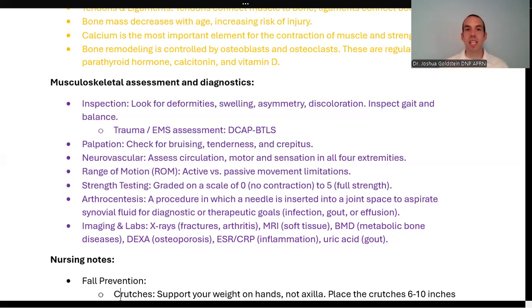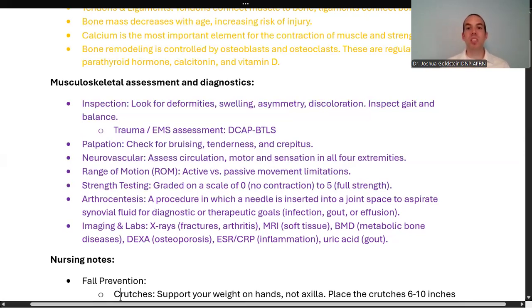Next, we have our strength testing. This is graded on a scale of 0, which is inability to grasp or move or anything towards the motion of gripping, versus 5 is full strength of what you would expect in your patient. So again, 0 to 5, 5 is what we want. 0 would be no muscle contraction whatsoever.